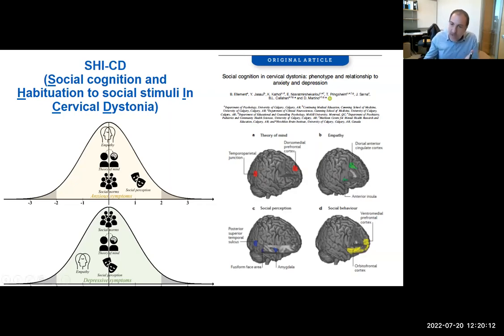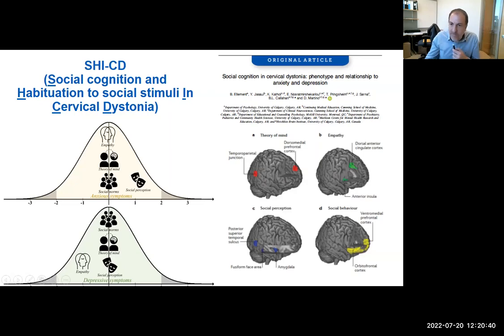In our study, which was exclusively on cervical dystonia patients, we found that more than 90% of these patients perform normally on tests tapping on social perception and social behavior, with only 22% showing reduced performance on theory of mind and 11% on empathy. They also show more difficulties with the identification of fearful faces.